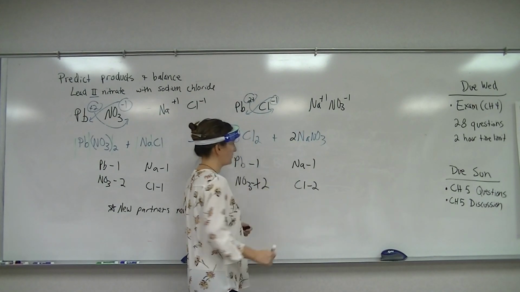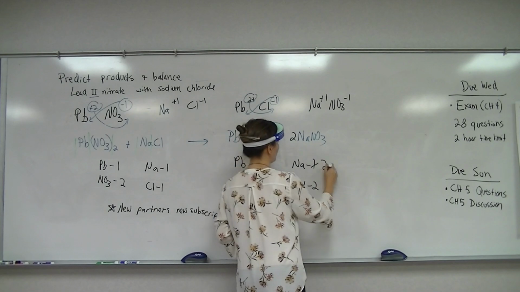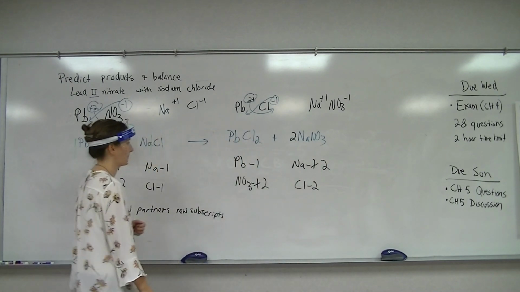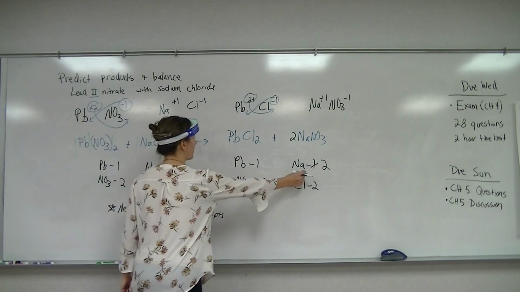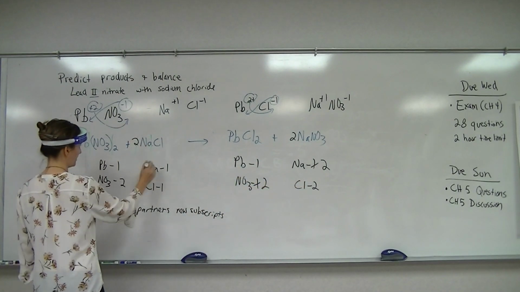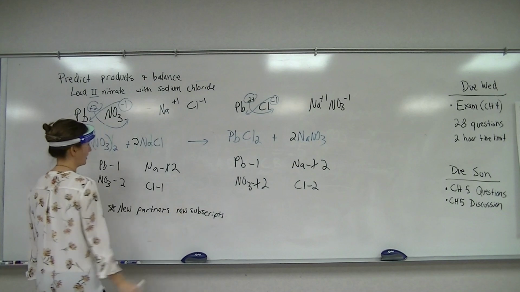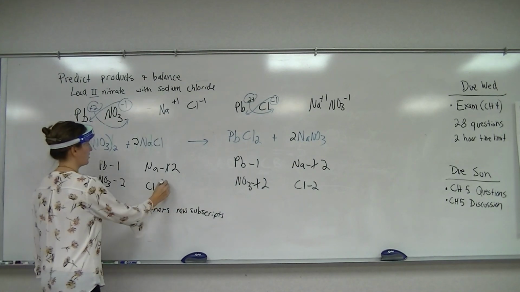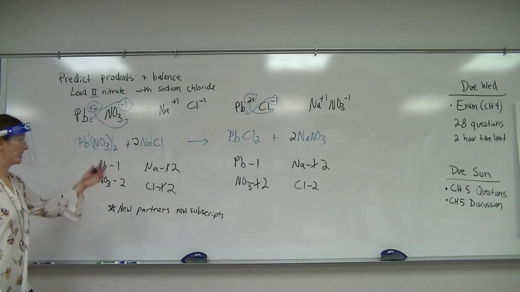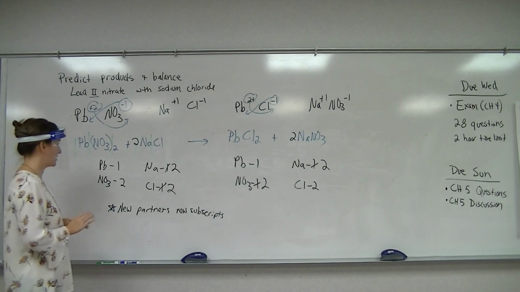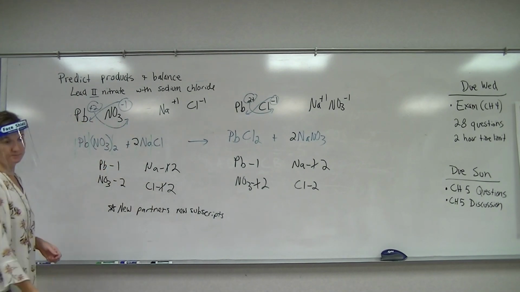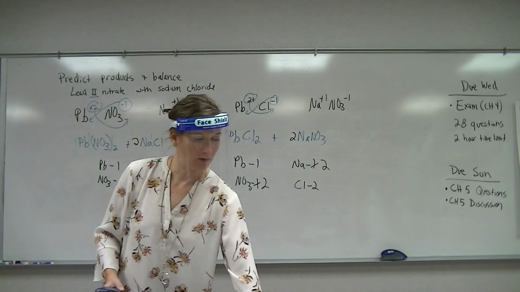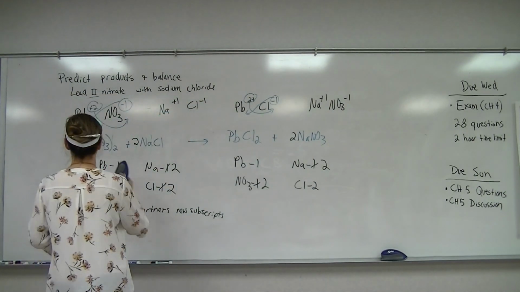That changes my NO3s, but it's also going to change my sodiums. So now I go back over here. Since I have 2 sodiums on the product side, I need 2 on the reactant side. That's also going to change my chlorines, which is good because that's what I needed to do anyway. So this is the balanced chemical equation. So now let's look at the next problem, number 4.